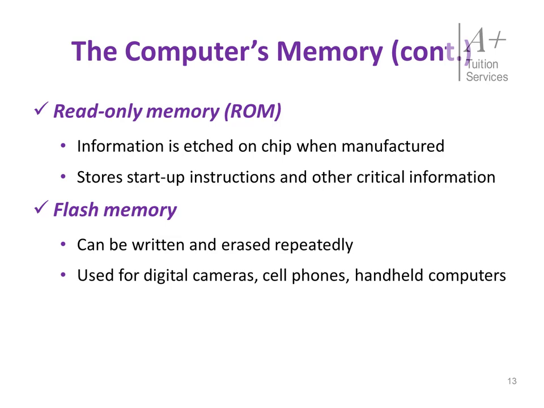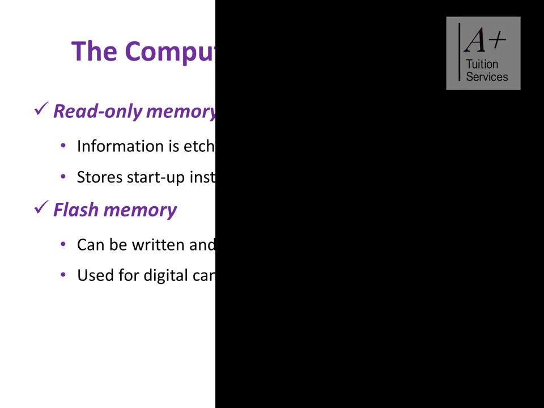We now have flash memory, and this can be written and erased repeatedly. This is like a read and write CD that we used to have long ago. When you burn a CD, you can erase it and burn something else on it. This is used for digital cameras, cell phones, and handheld computers now. So now we have something called a memory card that we can take out of our phone, flash it, clear it, and then continue using it over and over, because the storage is let's say 64 gigabytes on your phone. When that fills, you empty it and it can be used again, and this is what we call flash memory.